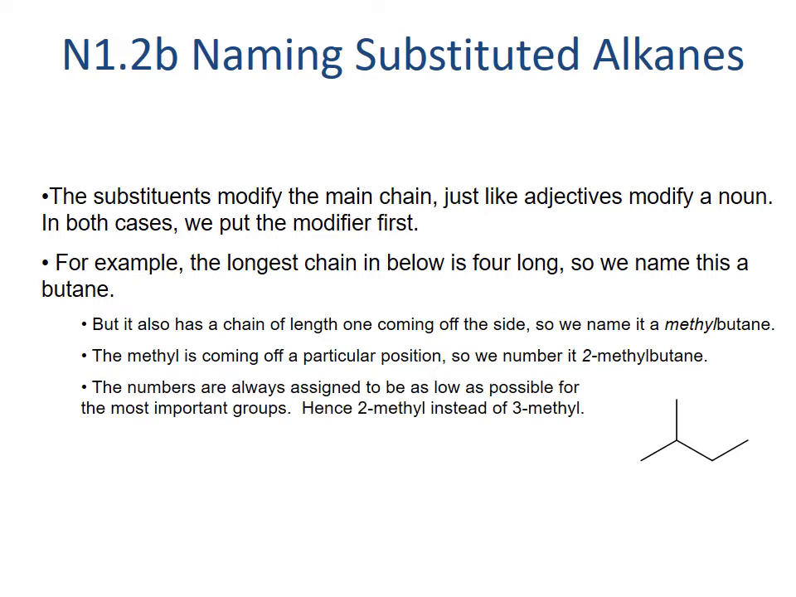We don't always number left to right, but we do number so that the most important, or the highest priority, side chains have the lowest number. So we could have numbered from right to left, but we would have ended up with a 3 instead of a 2 for the number on that methyl, and we chose the lower numbered version.